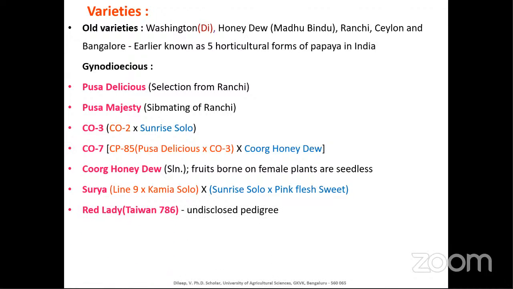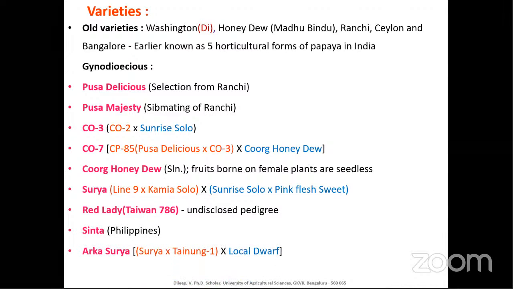And Red Lady Taiwan. I think this is the most leading variety in all the papaya growing areas. This is the one developed by a private company, and the parentage, the pedigree, is still not yet known. They are not disclosing the pedigree.